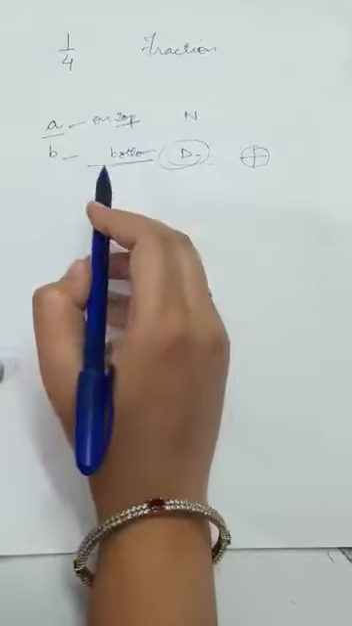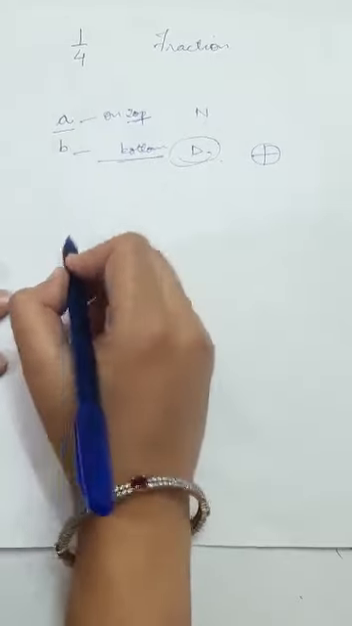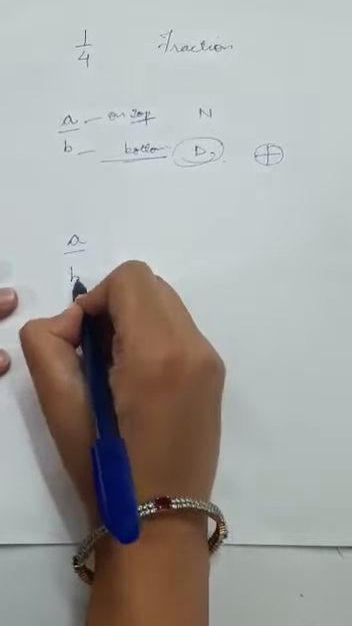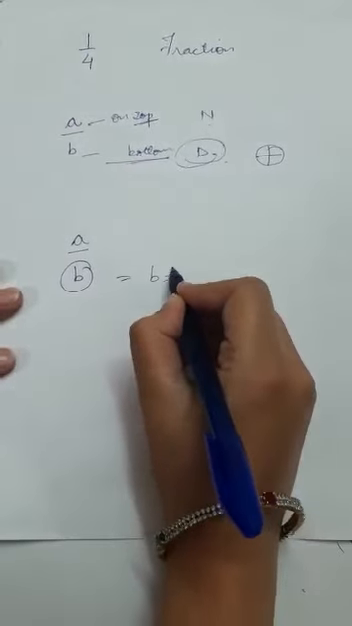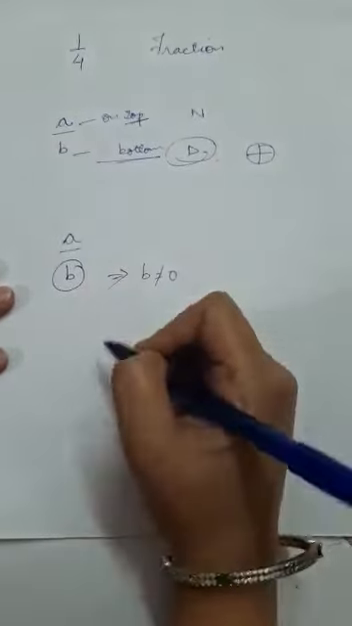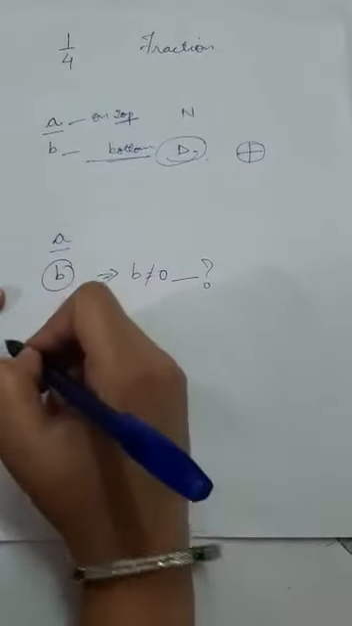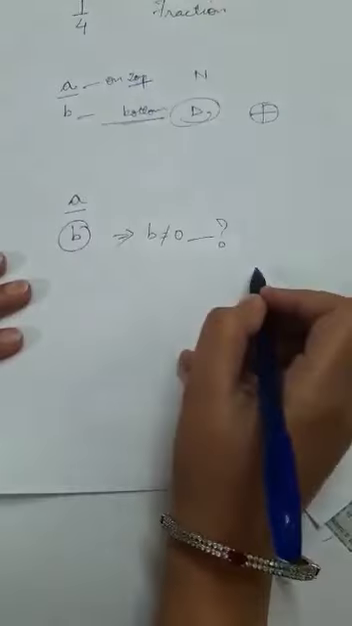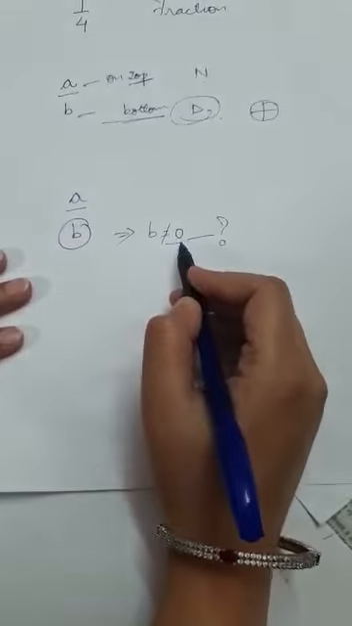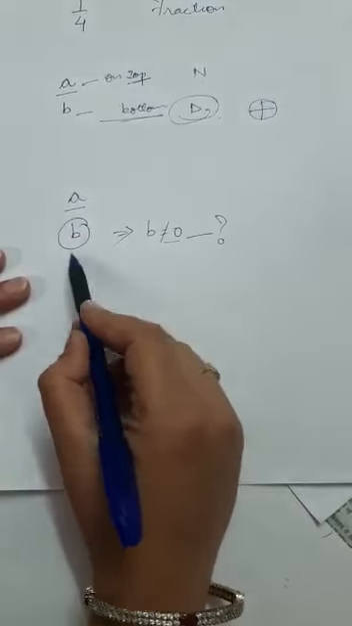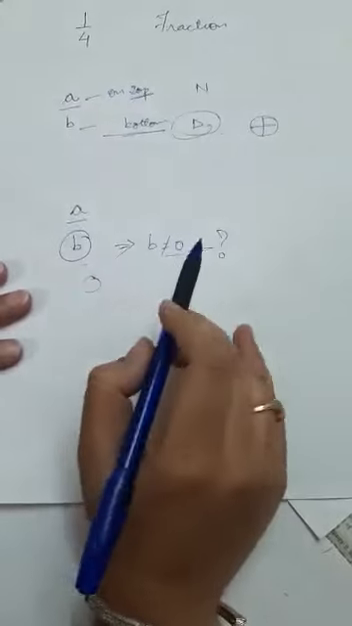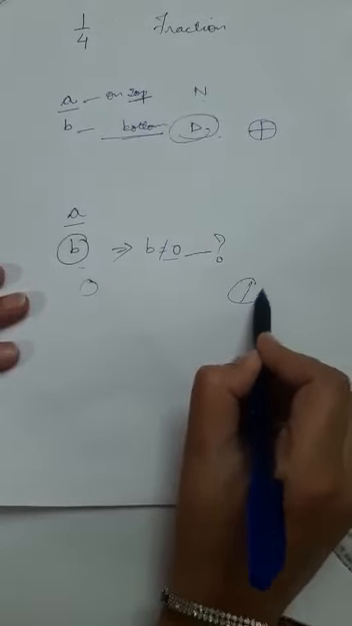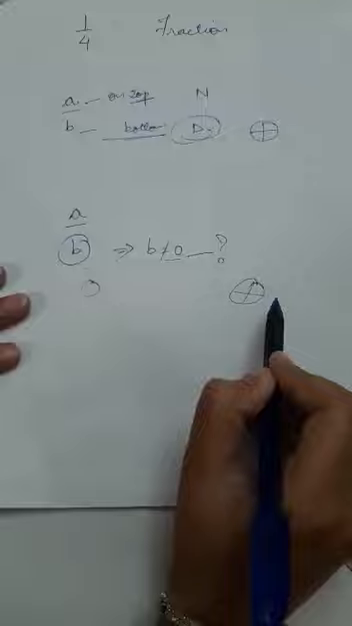As I said earlier, a fraction is in the form of A upon B, where B should not be equal to 0. But why? Why should B not be equal to 0? Because if it is equal to 0, the fraction will not be defined, as we cannot divide anything by 0.